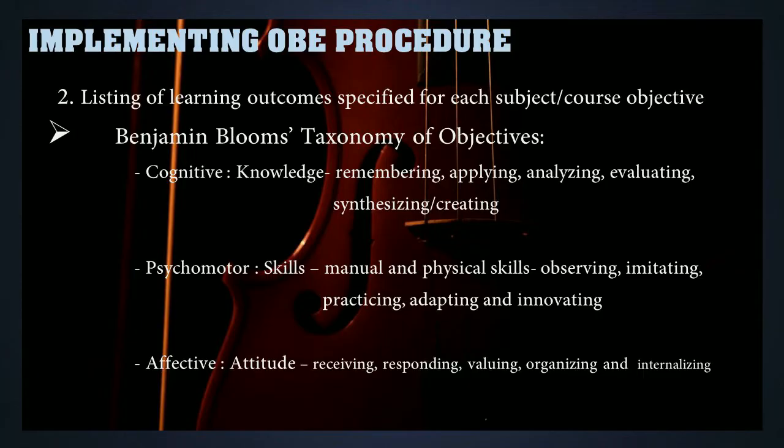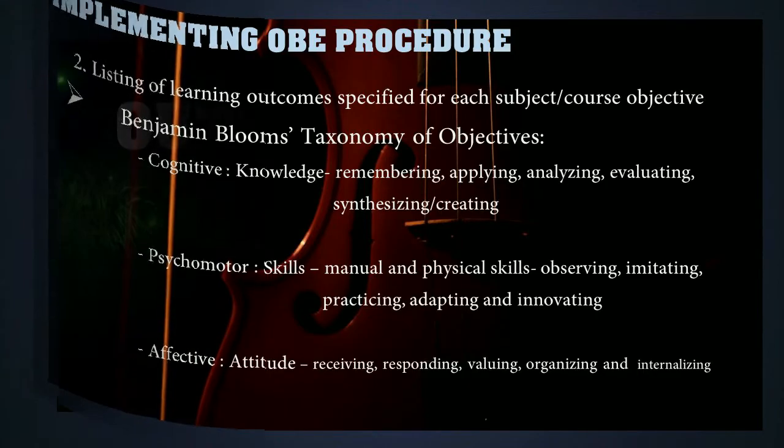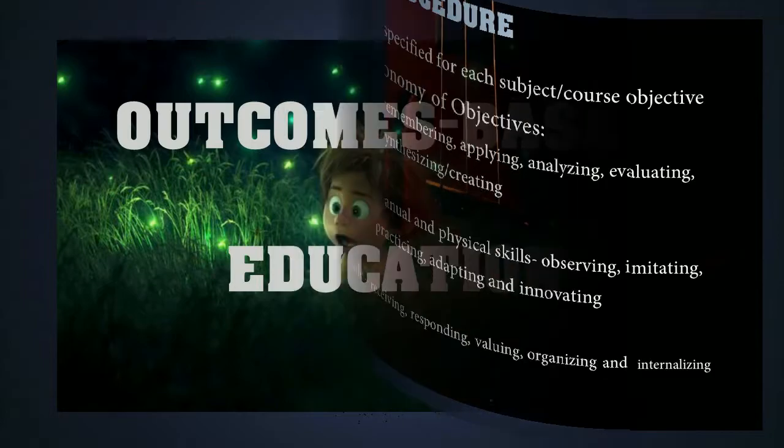And then under psychomotor also, it talks about skills. These are the manual and physical skills. We can have these terms: observing, imitating, practicing, adapting, and innovating. While affective is all about attitude. It talks about receiving, responding, valuing, organizing, and internalizing.